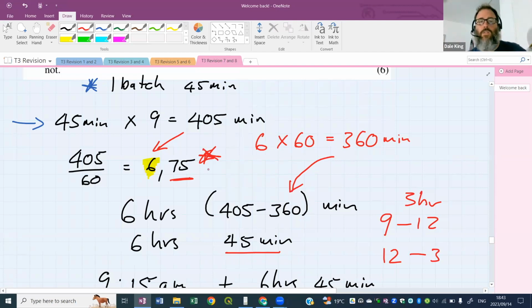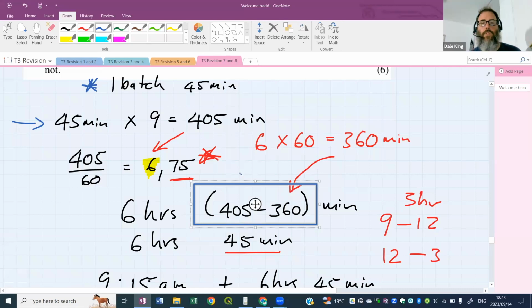So 0.75 is like 3/4. So it's 3/4 of an hour. All right. So this little step here where I've taken my 360 and subtracted it from the 405, I'm taking all my whole hours out and seeing how many minutes I've got left behind. You with me? Yeah. All right.